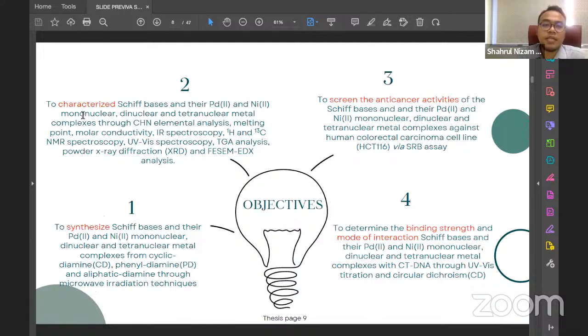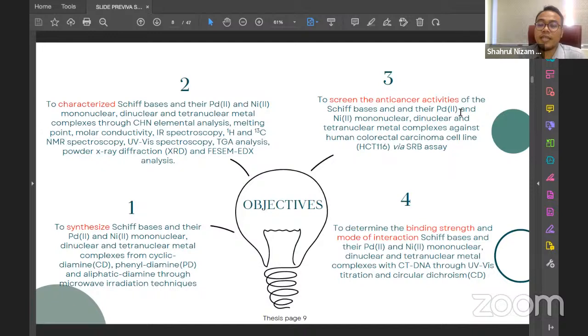Okay, we have a few objectives. We first synthesize the Schiff base ligands and also the complexes, and we characterize these Schiff bases using a few analytical methods and physicochemical analyses, such as melting point, molar conductivity, IR spectroscopy, proton NMR and carbon-13 NMR, UV-vis, we run TG analysis, powder XRD, and also mass spectrometry analysis.